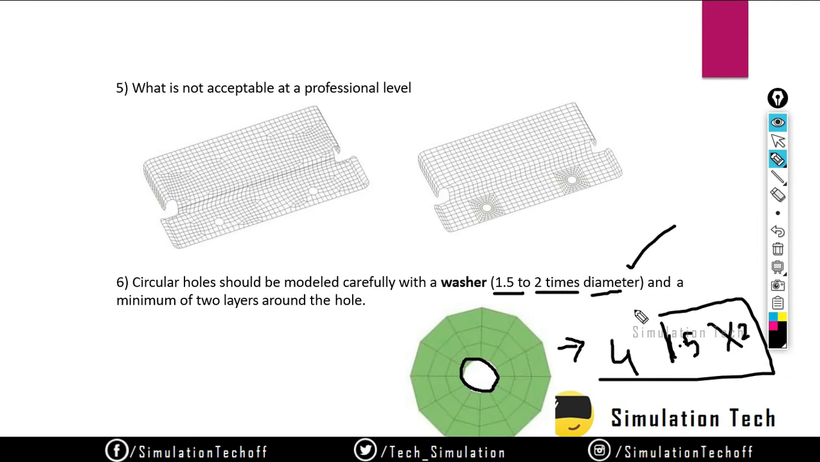It is recommended to have a minimum of 2 layers. Layers means this is the layer. So here we have 3 layers, 1, 2 and 3. See, actually it is not an exact rule, it is a recommendation. So there is no proper set of rules to create your meshing like this.